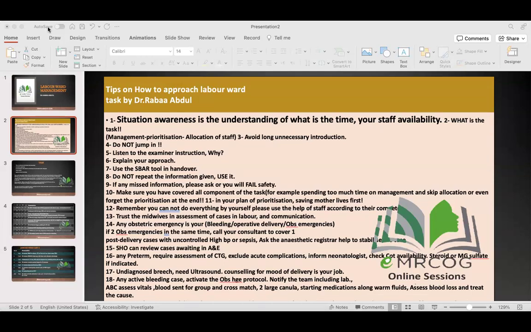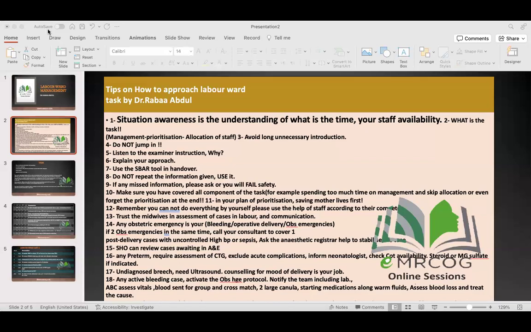Okay. So if you have a case waiting in the A&E, who can see the case in the A&E? ST1 can go and take the history. SHO, yes, excellent. SHO can go for assessment and take history and maybe request some basic investigations.